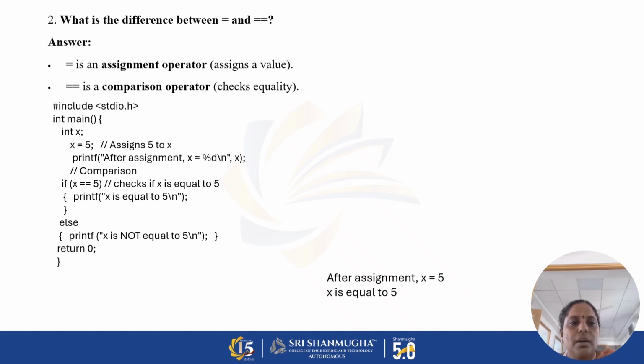Then we compare that variable: if x == 5, it checks the equality. If it is equal, it prints x is equal to 5. If not, x is not equal to 5. In this program, first x = 5, then printf after assigning the value. Then it checks the condition whether x is equal to 5. Yes, the condition is true, so x is equal to 5. This is the output for this program. I think now we are clear with equal to and double equal to in C programming.